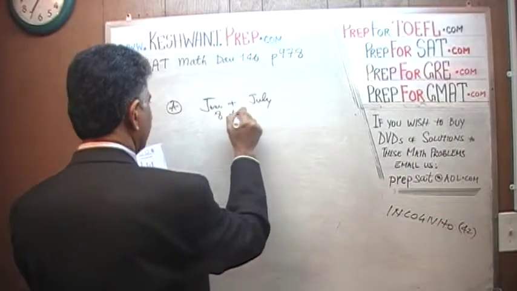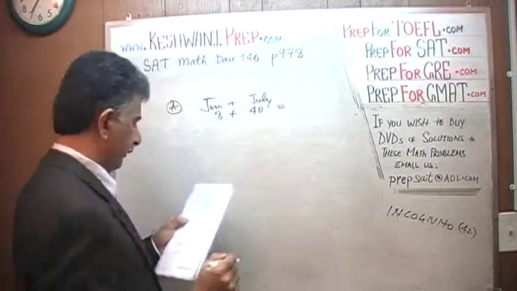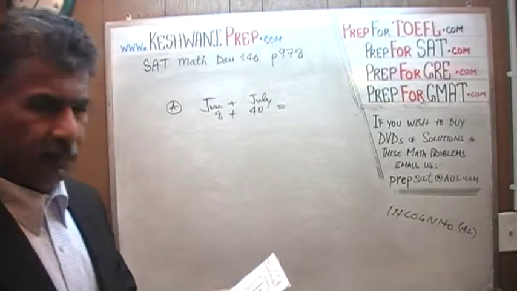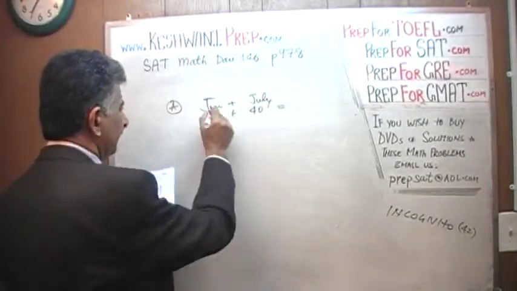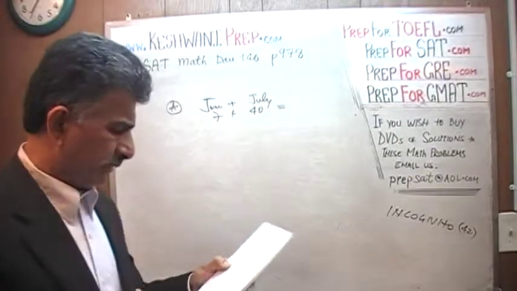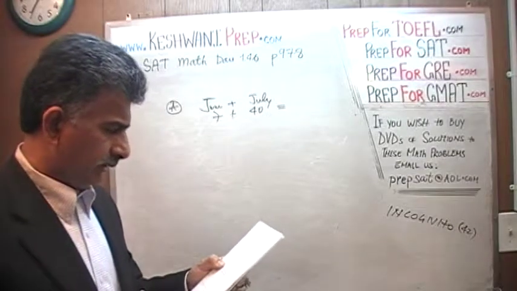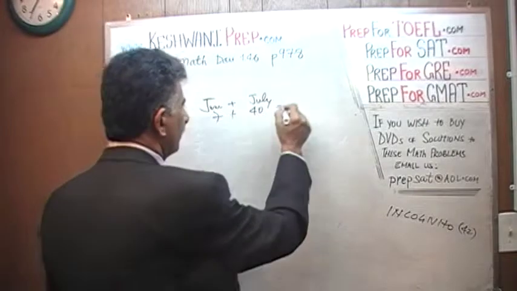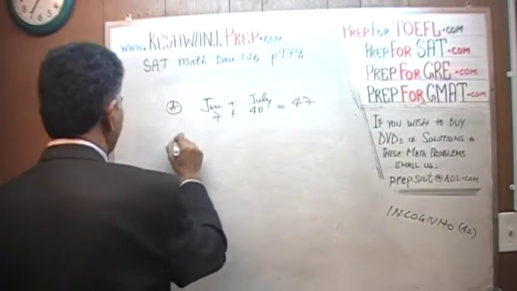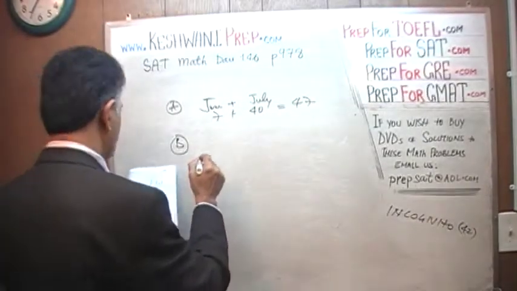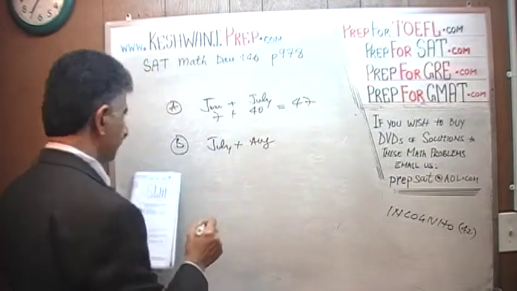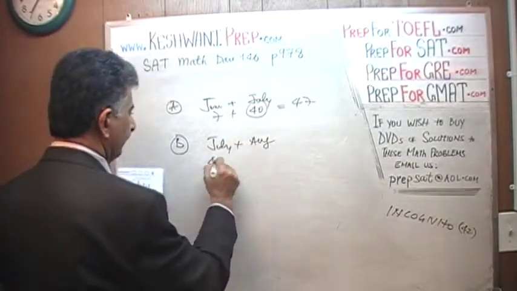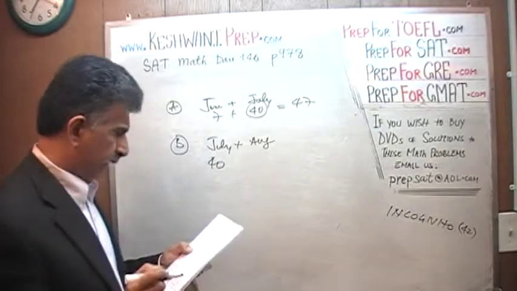June and July comes out to be 8 plus 40. If you look at the chart properly, it could be 7. Somebody could say that this is 7, it doesn't really matter. It's 7 or 8. And then July is exactly 40. So it's about 47. B is July and August. July, as we said, is 40. And August is about 10.